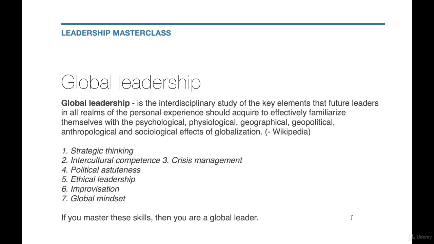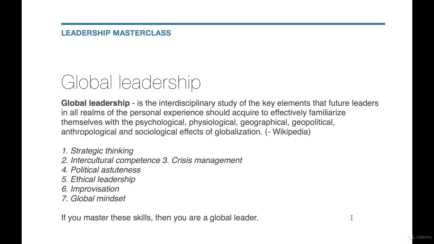So to make it short, it is basically about all these different key components that I just named in relation to globalization. So basically all of these different factors are changing because of globalization, and the studies of global leadership focus on globalization and how, for instance, the psychological, physiological, geographical, geopolitical, anthropological, and sociological effects changed. So it's not just about the effects that are there right now, it's rather also about the change and where they could be in the future.